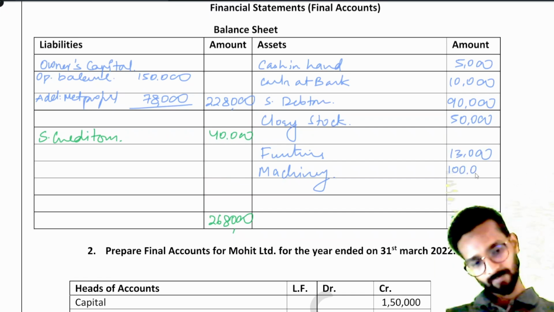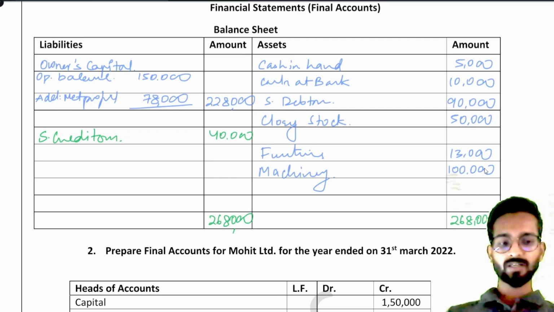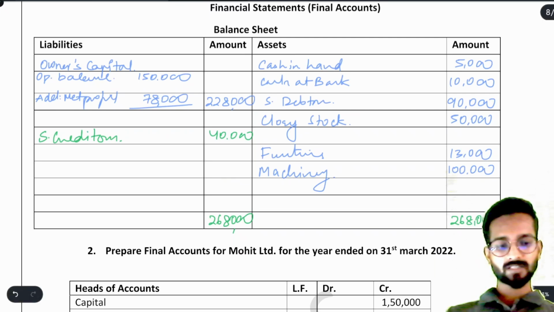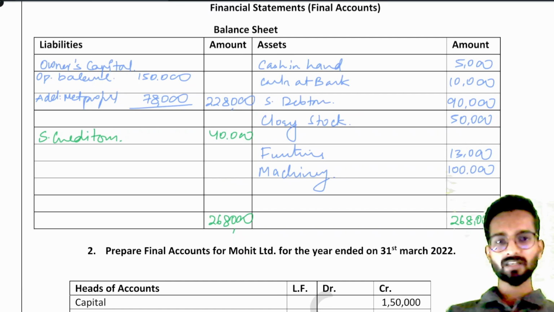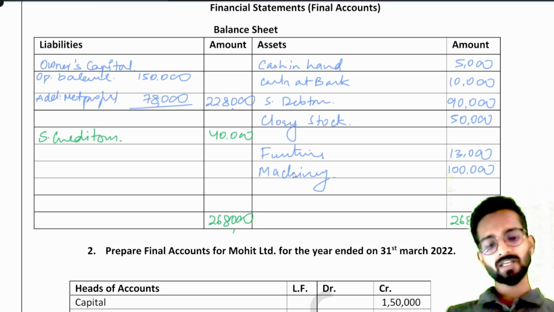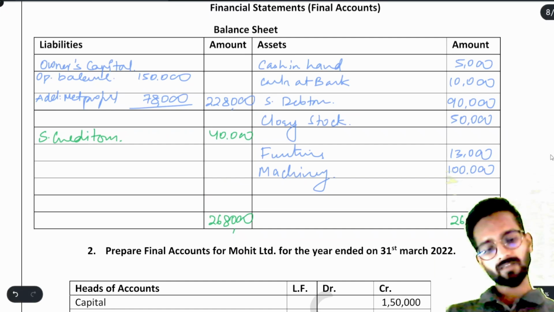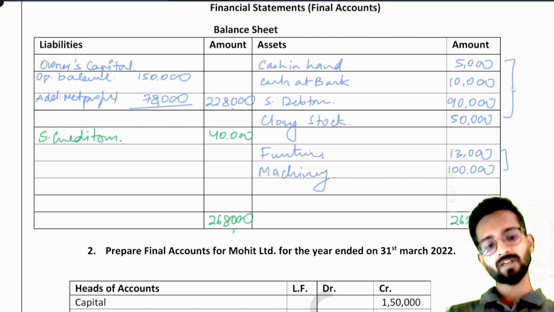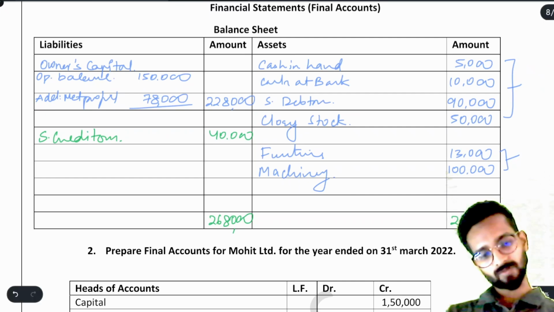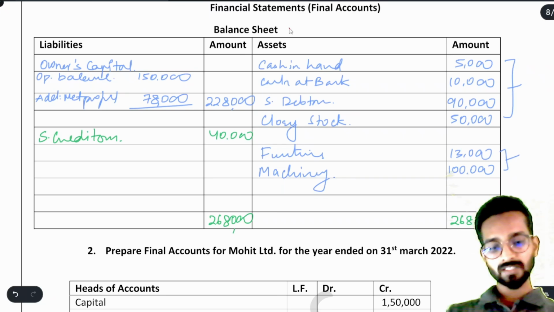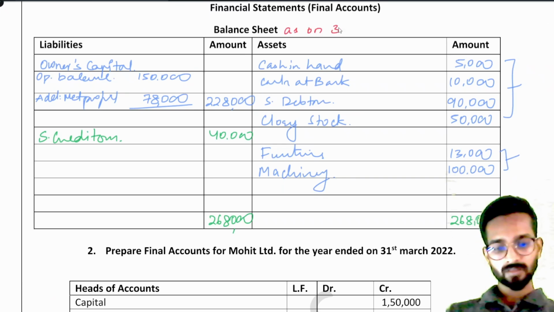Machinery is 1 lakh. Sir, is there any compulsion on how to write the fixed asset first or current asset first, or we have to write big asset first, or then the current asset, these of smaller amount? See, there is no mandatory format like that. You can write assets in any order, but it will look good if you write fixed asset first and then current asset, or you can write current assets first then fixed asset. It just appears good.